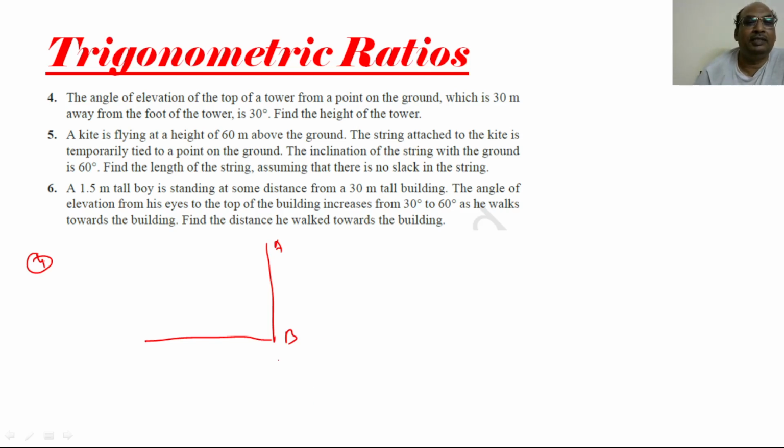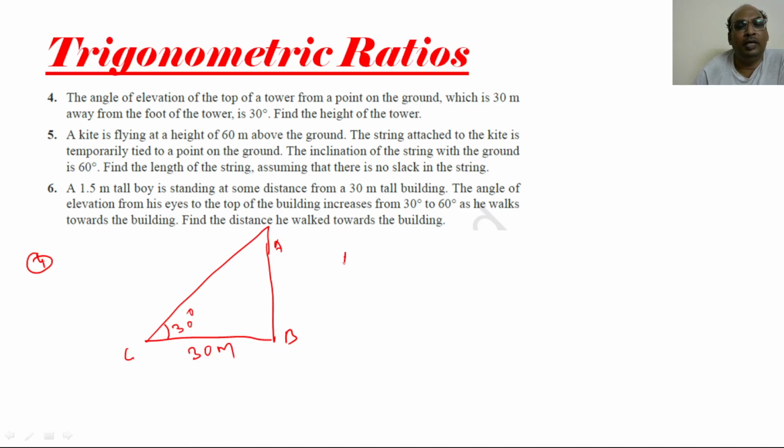Okay, so AB is the tower, right? And the angle of elevation of the top of a tower from a point on the ground, once angle of elevation is said, it means this point. So it is given as from a point on the ground which is 30 meter away from the foot of the tower is 30 degree, and find the height of the tower. So AB we need to find out.